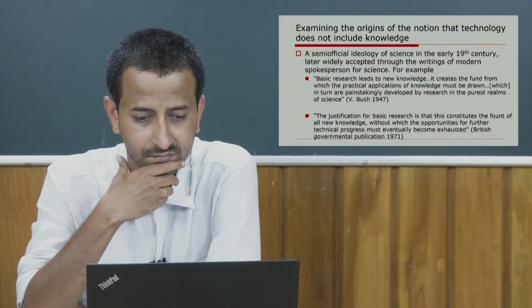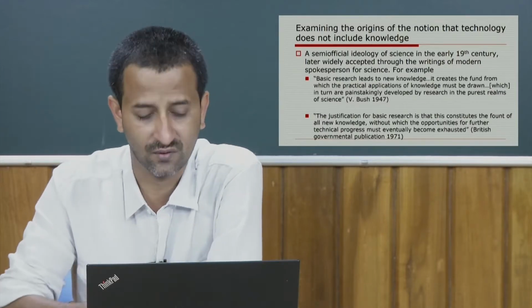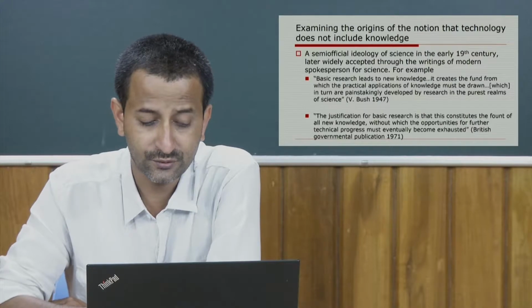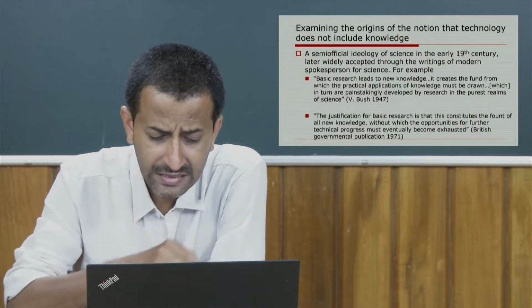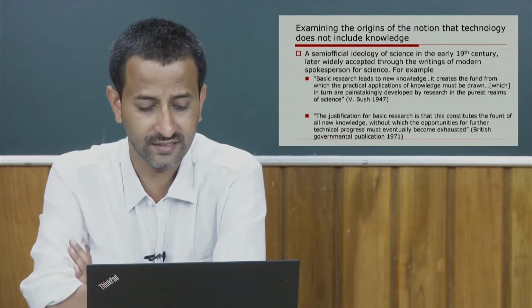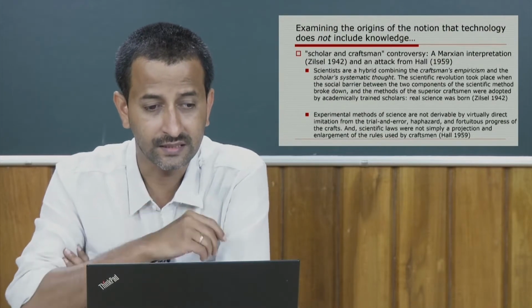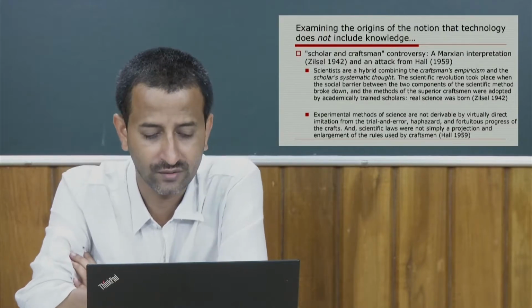A recent British governmental publication, expressing the same theory, maintains that the justification for basic research is that this constitutes the fund of all new knowledge, without which the opportunities for further technical progress must eventually become exhausted. Okay. Clearly, if basic science is the source of all new technical knowledge, then technology itself produces no new knowledge, and the technologist's role becomes that of applying knowledge generated elsewhere. And this is precisely the theory we find in Singer, Holmyard and Hall's History of Technology.